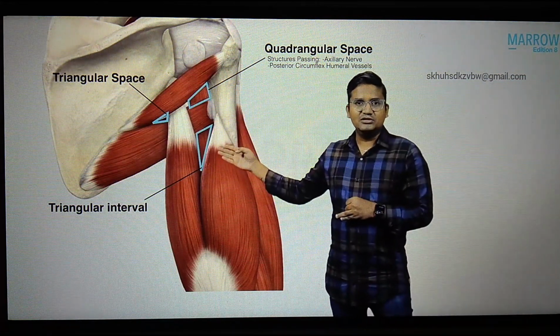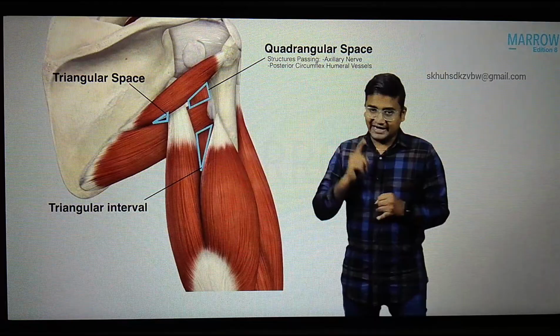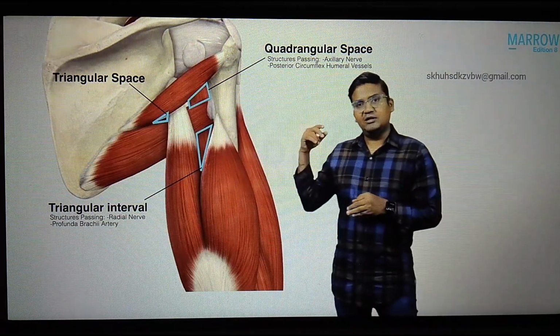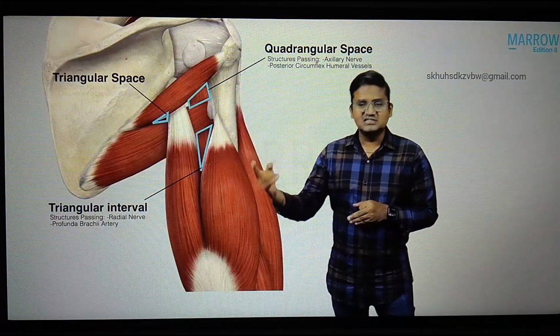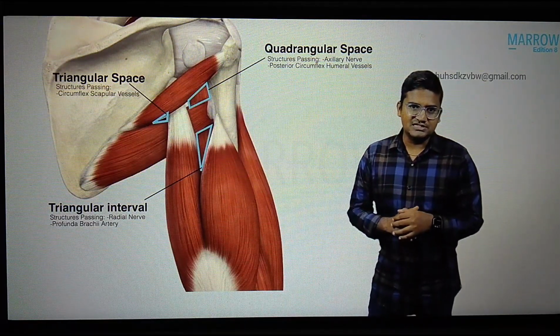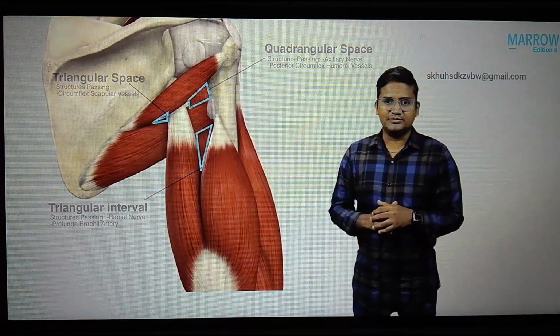This is a triangular interval. Who is passing through the triangular interval? Radial nerve, very good, and profunda brachii artery, very good. Now the upper triangular space, or triangular space: circumflex scapular vessels. These are the structures passing through these spaces in the scapula.